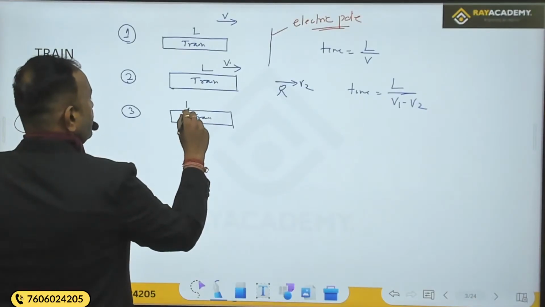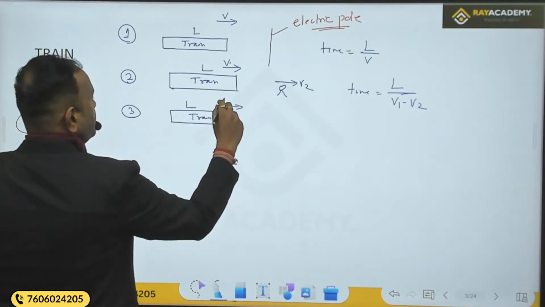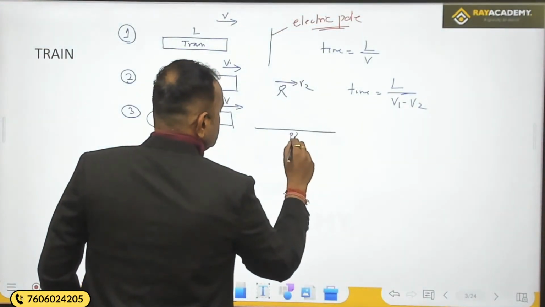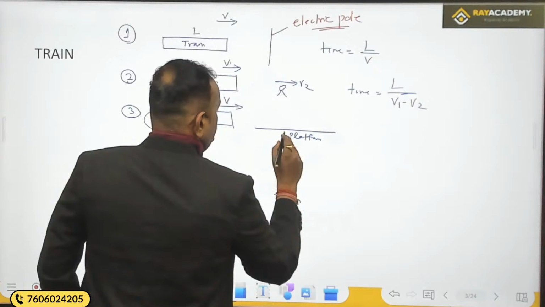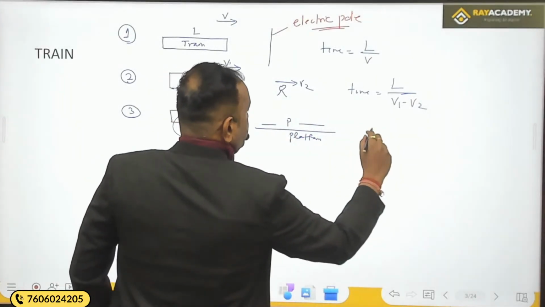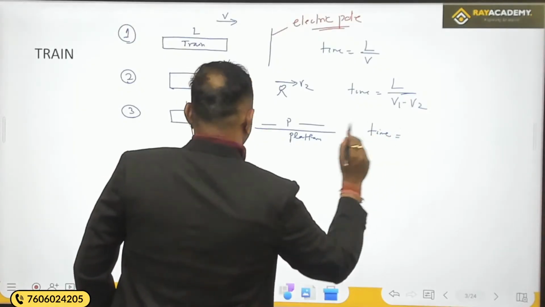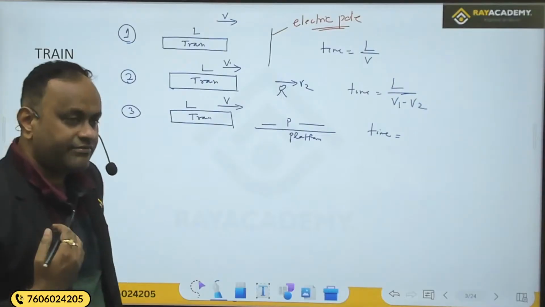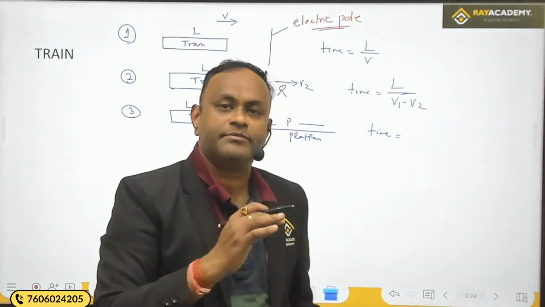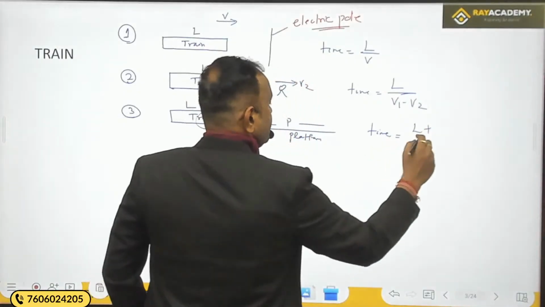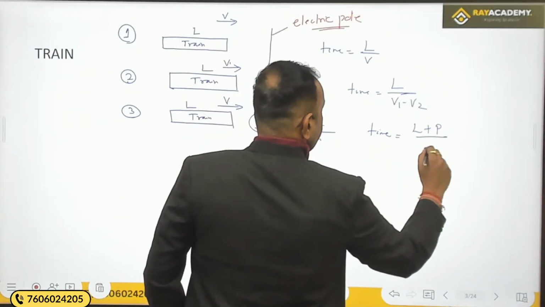Third, there is a train and its length is L. It is traveling with a speed of, let's say, v. There is a platform, and its length is, let's say, P. So the time required by the train to cross the platform, that means how much time it will take to cross its own length and the length of the platform, will be L, the length of the train, plus the length of the platform, divided by v.